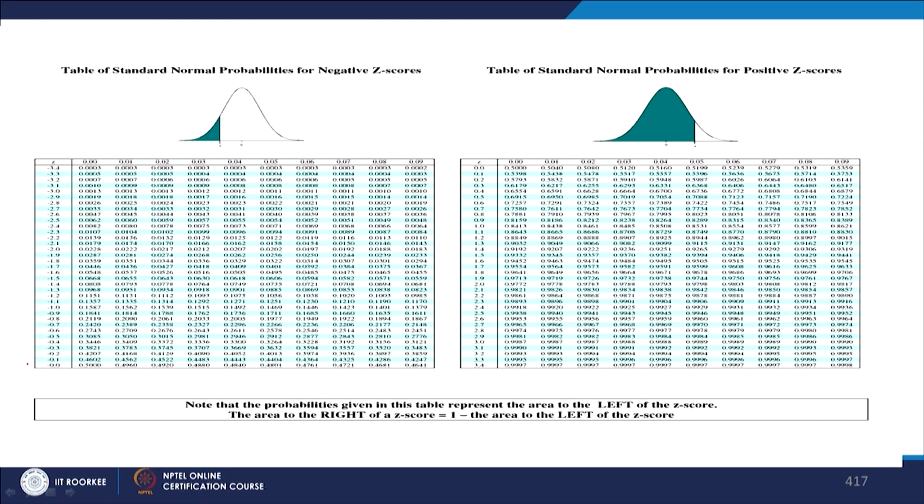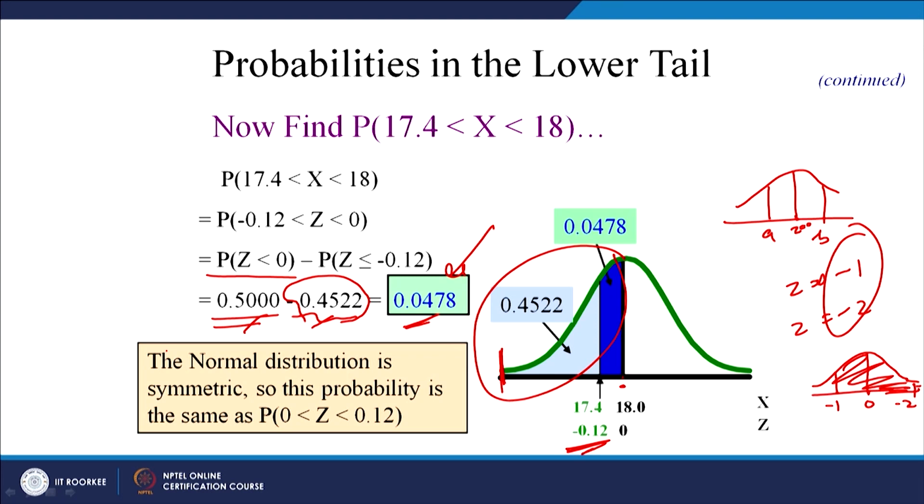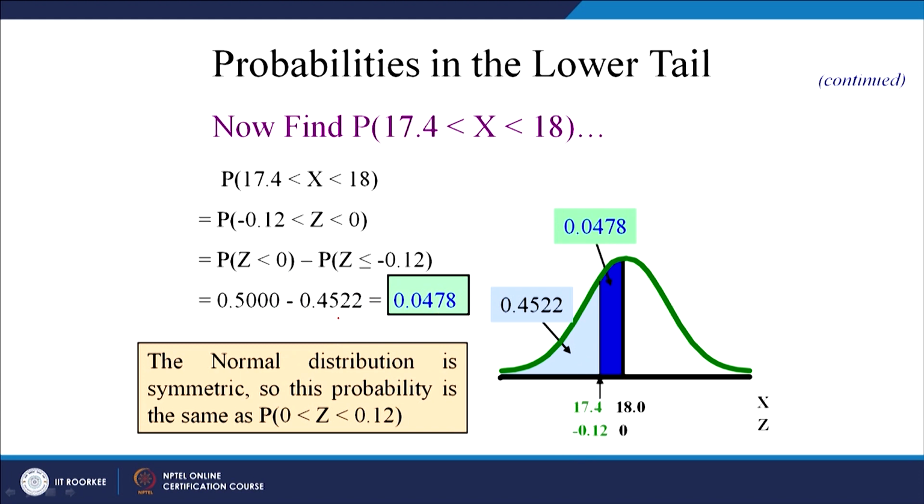this minus 0.1 and 2 is this 0.4522, and this is to be subtracted from the 50% area, right. So, this is how you should get the answer to this question.